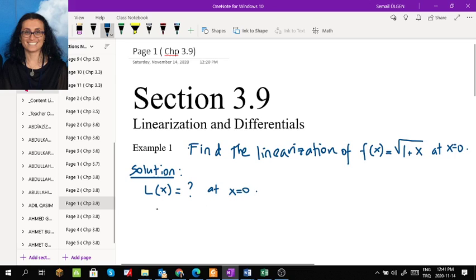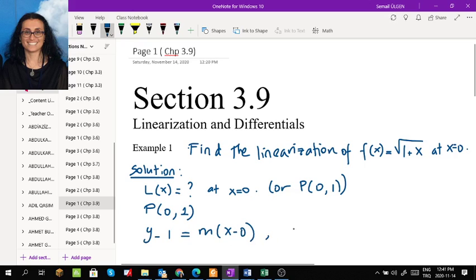L of x is the tangent line equation. So how would you find the tangent line equation? First of all, what is the point? The point is, we plug in 0 here, 1, so the point is (0, 1). Then y minus 1 equals m times x minus 0. So what's m? m is the derivative at 0.